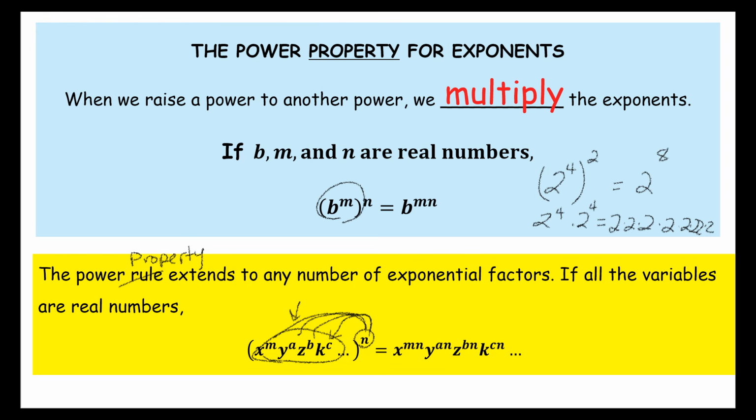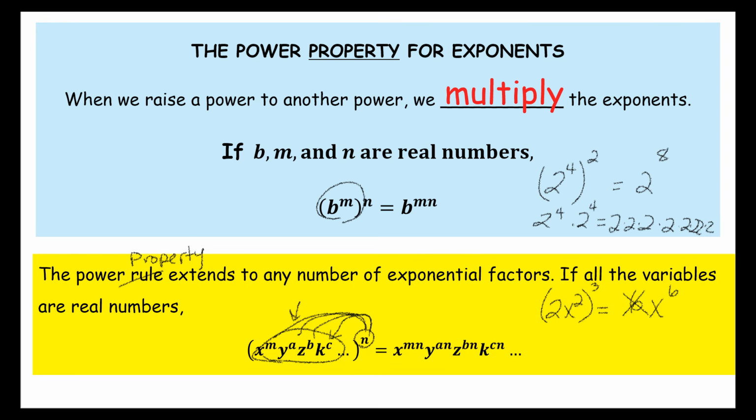One big trip up that you can get with this property is if you have something like 2x squared and it's raised to the 3rd power. It's tempting, I guess just because you're multiplying, you might be tempted to multiply the 2 times the 3 and get 6x. The x squared to the 3rd would be x to the 6th. But this part is not right.